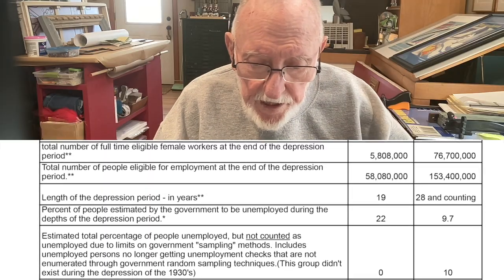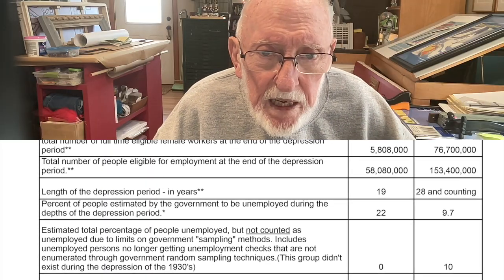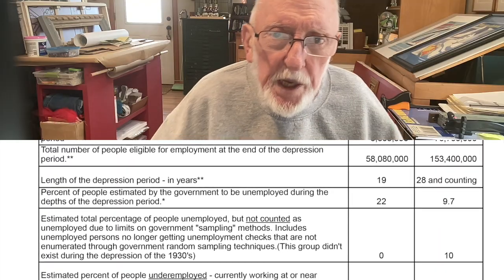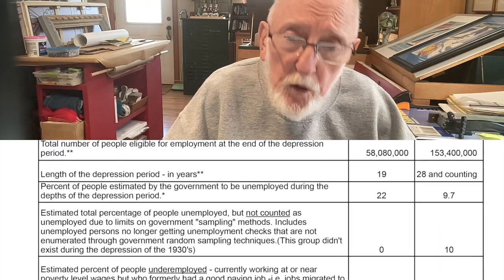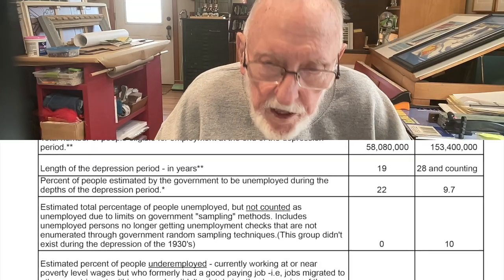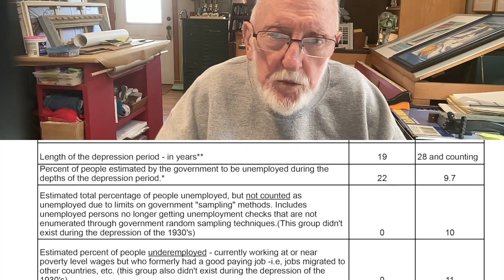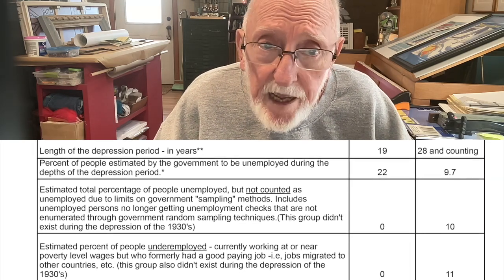I'm displaying on the other side of the screen now a depression unemployment comparison spreadsheet between the depths of the Great Depression in the 30s and 40s and the depression that's going on today. This was compiled in 2010.